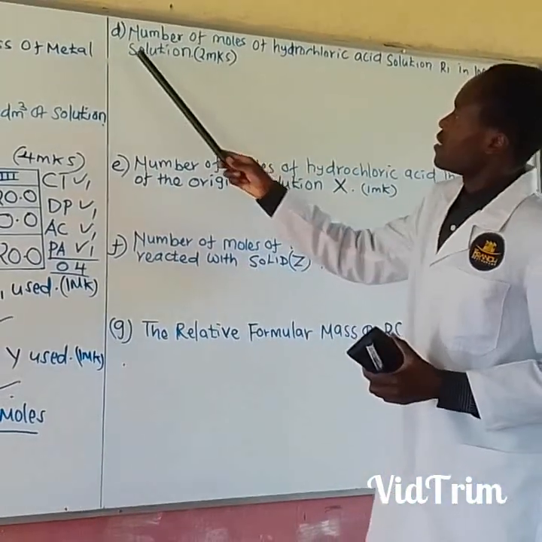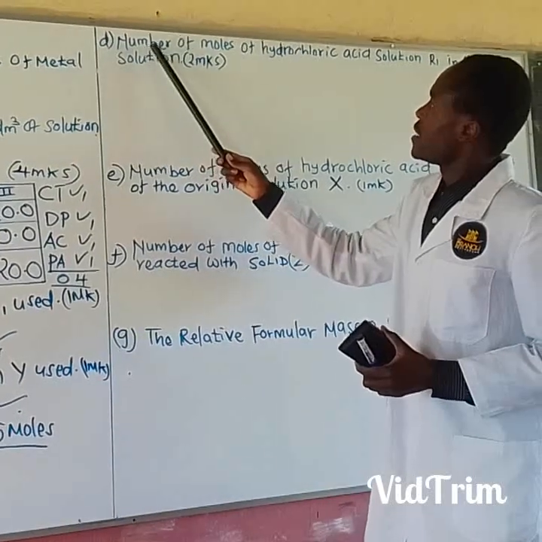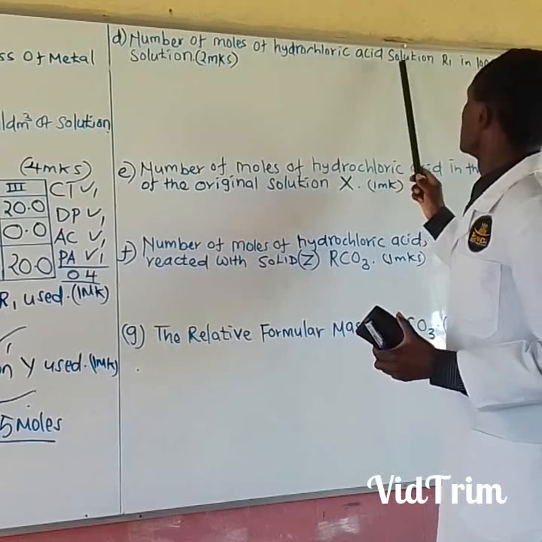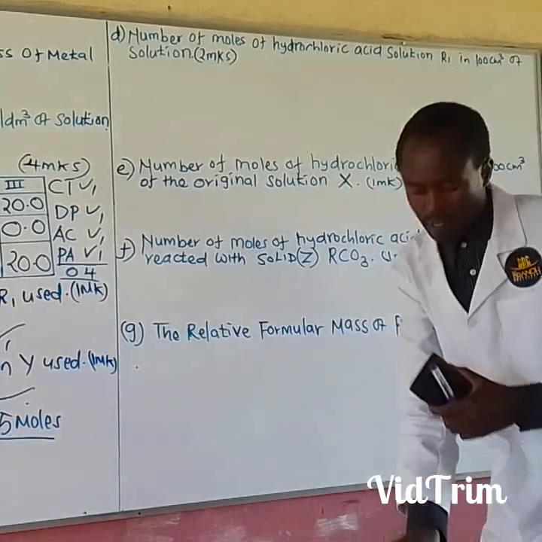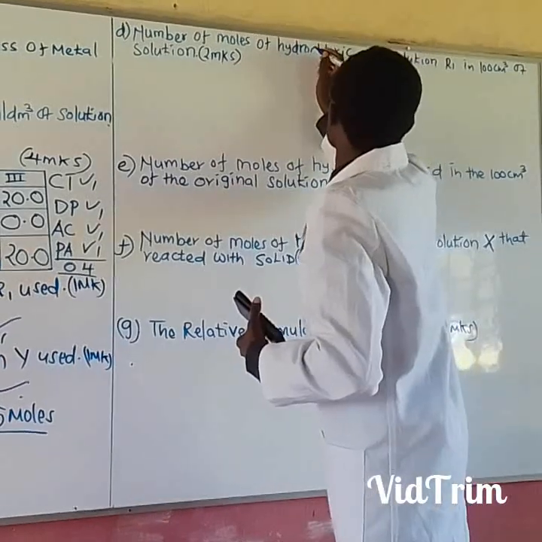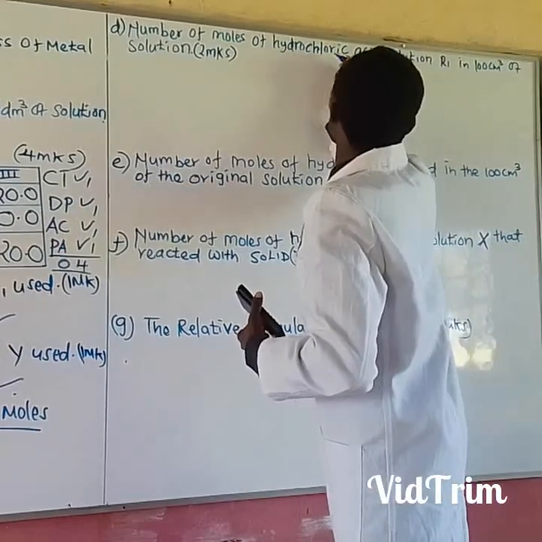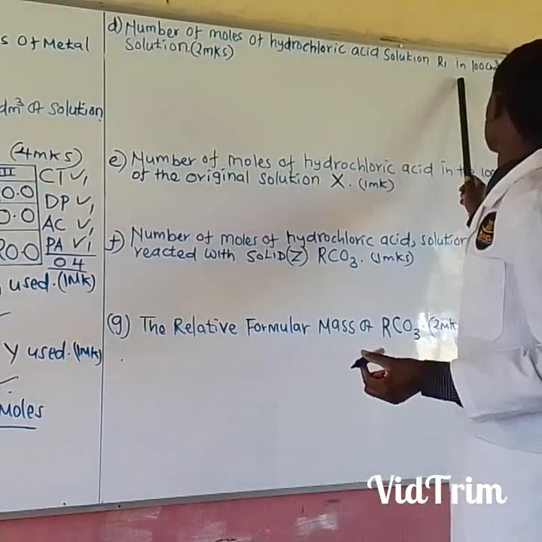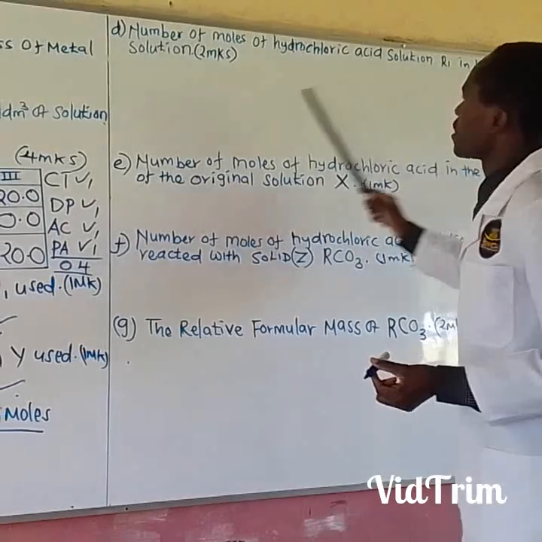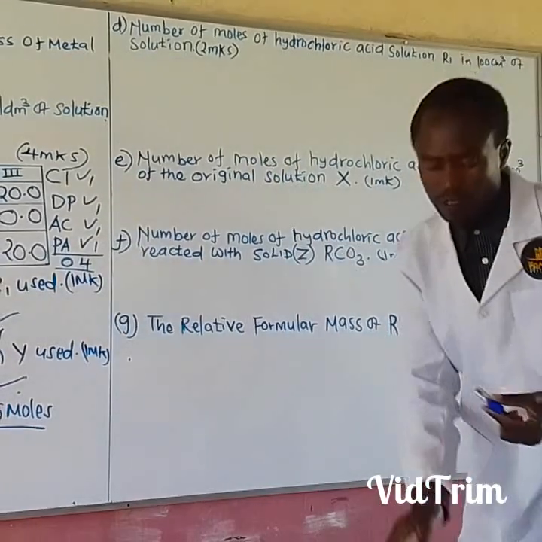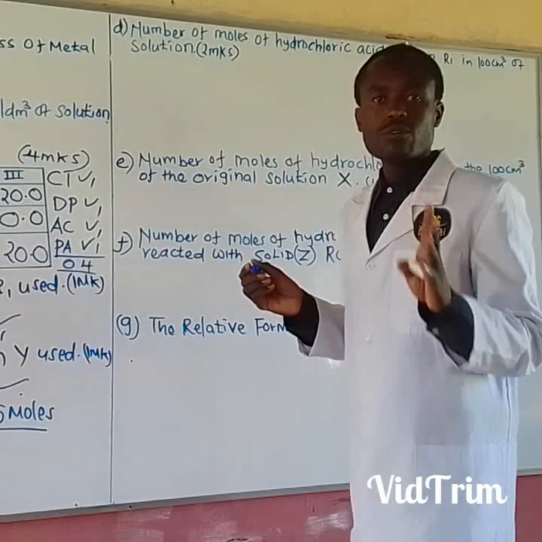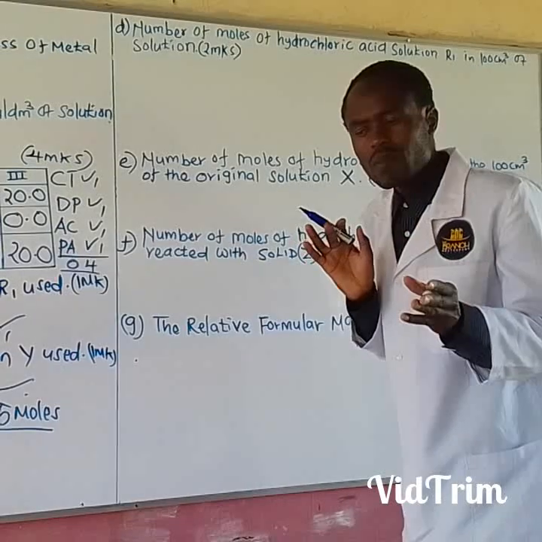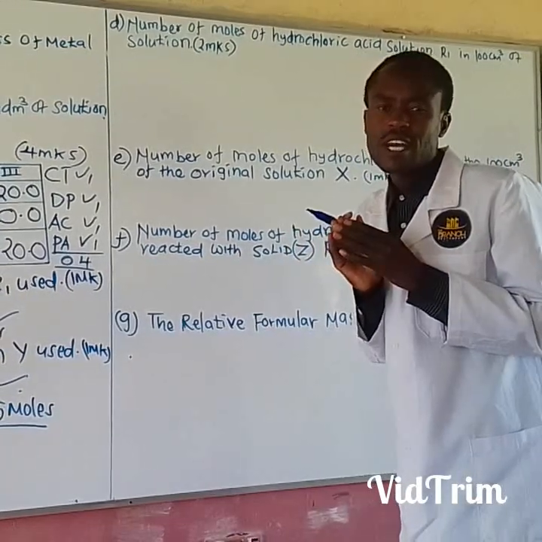So question D. Determine the number of moles of hydrochloric acid in solution R1 in 100 cm³ of solution. So here, as usual, you need to write the equation for the reaction between the sodium hydroxide and the acid in R1. Is it okay?